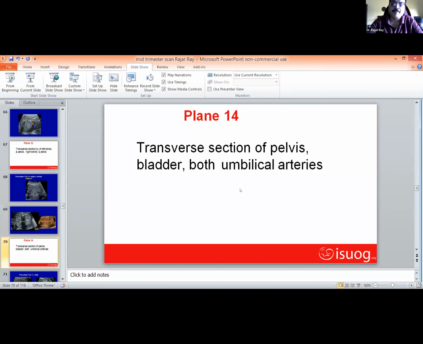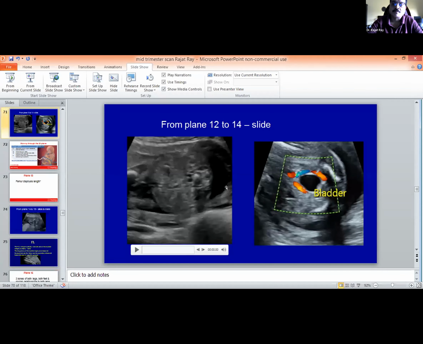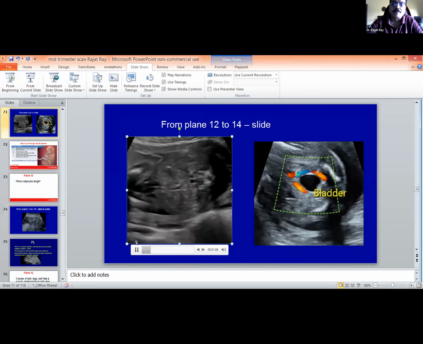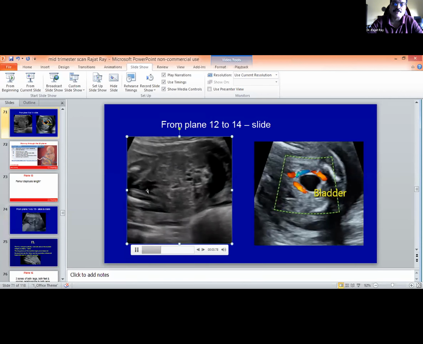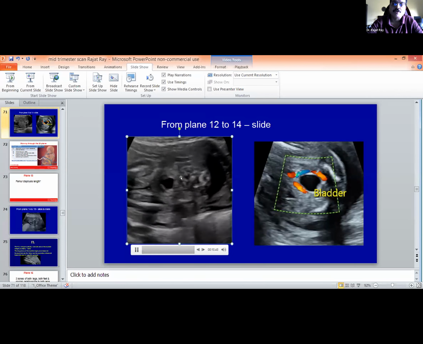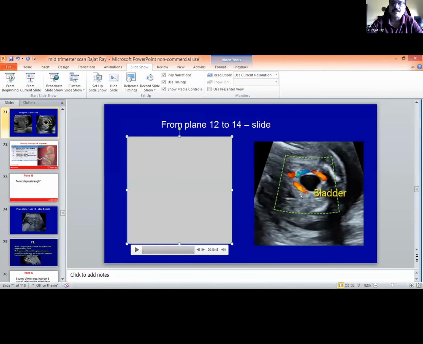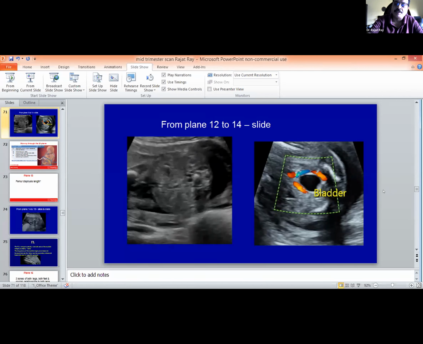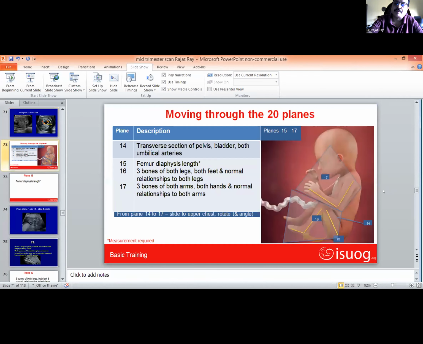Then the transverse section of the pelvis, bladder and both umbilical arteries, that is plane 14. Again from 12 to 14, you slide. 12 means cord insertion, to 14, the bladder. You just slide, and you will get the bladder with two umbilical arteries. If you are seeing two umbilical arteries, you are ruling out single umbilical artery, and you are seeing the bladder, the dimension of the bladder. Whether it is distended or not, you can rule out.